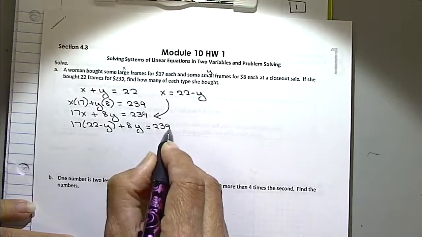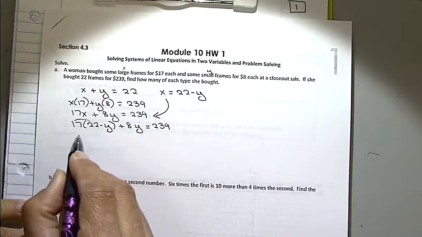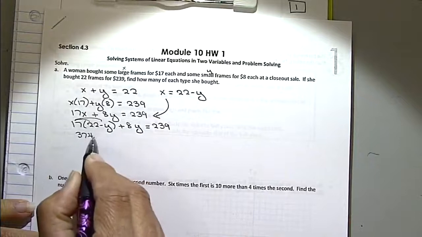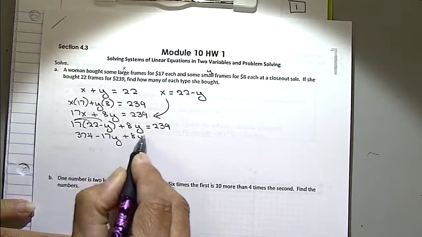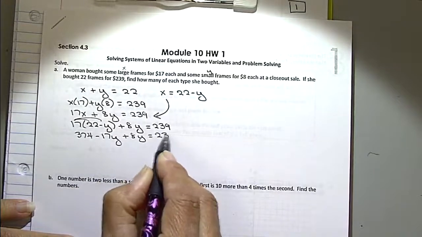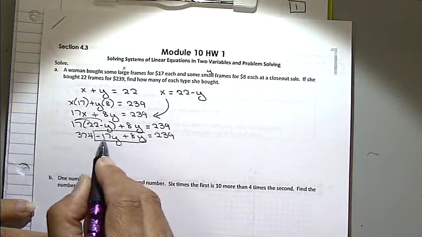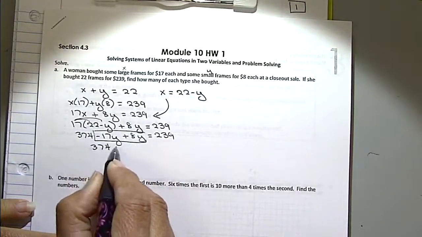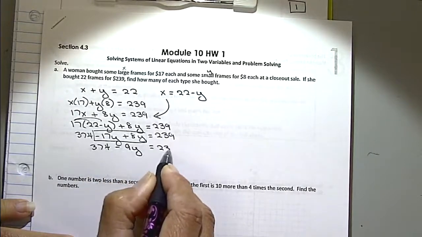And then I've got one unknown, I solve. I distribute multiplication. I say 17 times 22. Well, let me just tell you, that's 374. 17 times negative Y, that's negative 17Y, plus 8Y. And then I'm going to get my Y's together, right? Simplify over here. I've got a negative 17, a positive 8. That's 374, and it's going to be minus, and that's a negative 9Y, is equal to my 239.